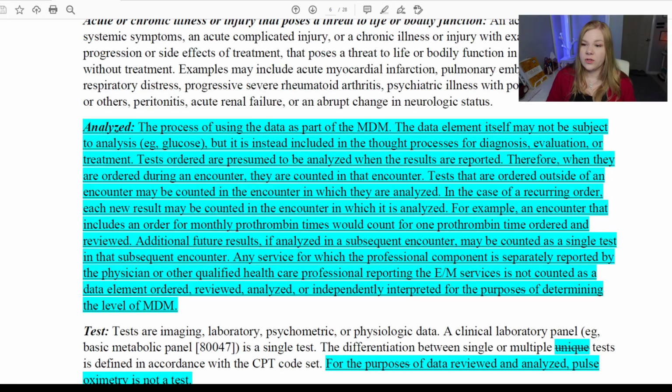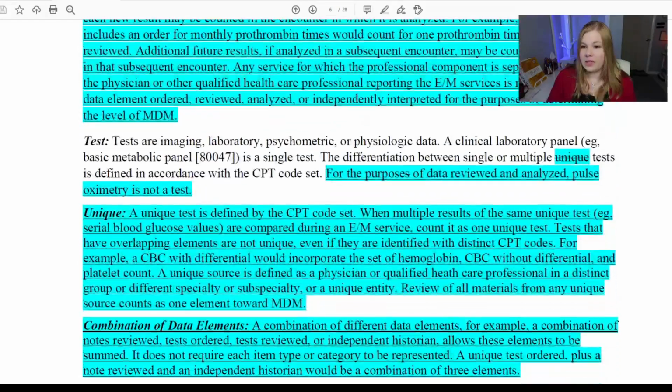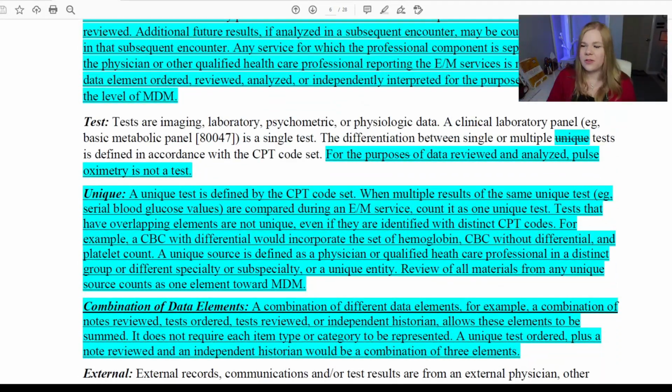Any services for which the professional component is separately reported by the physician or other qualified healthcare professional reporting the E&M service is not counted as the data element ordered, reviewed, analyzed, or independently interpreted for the purposes of determining the level of MDM. And then we're going to get into tests. So there's some clarifications here regarding tests. First, they removed that term unique, and then it says for the purposes of data reviewed and analyzed, pulse oximetry is not considered a test.